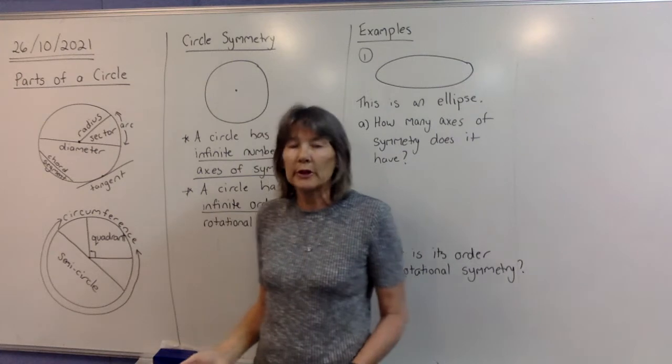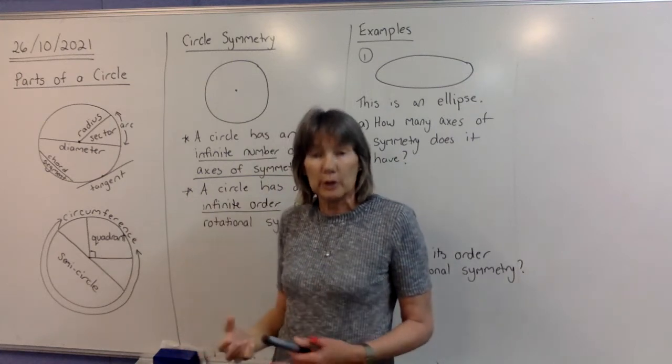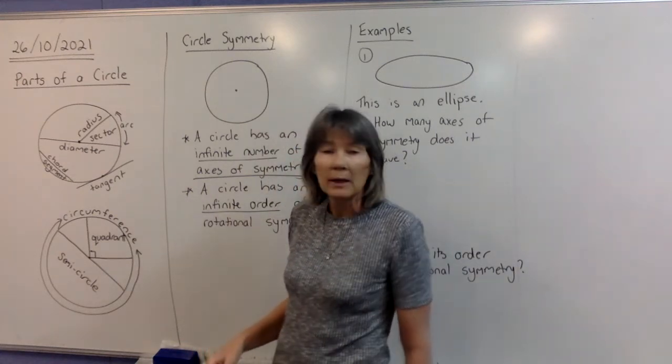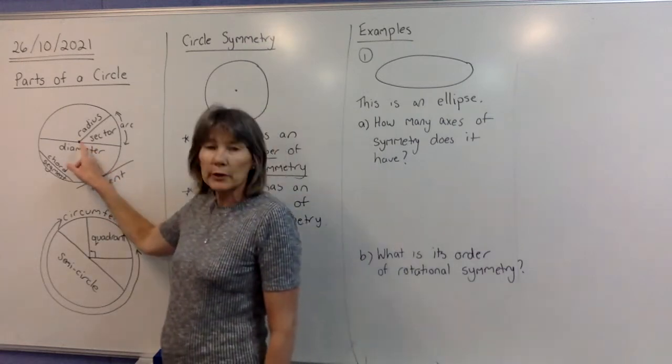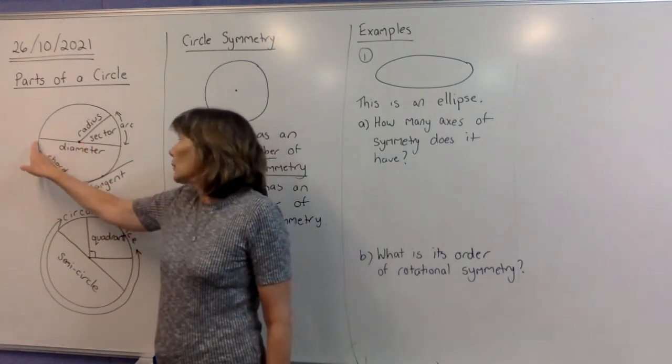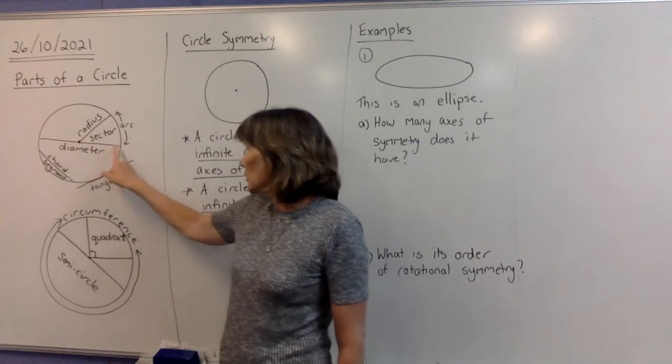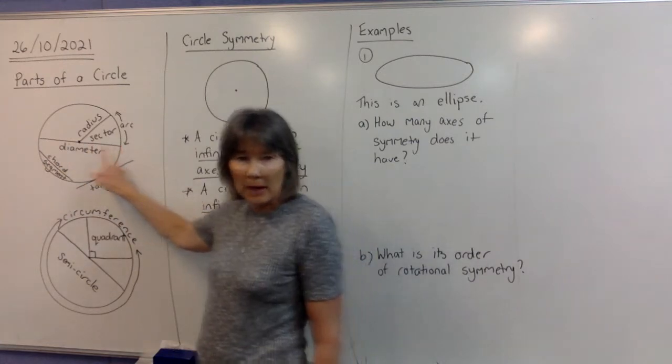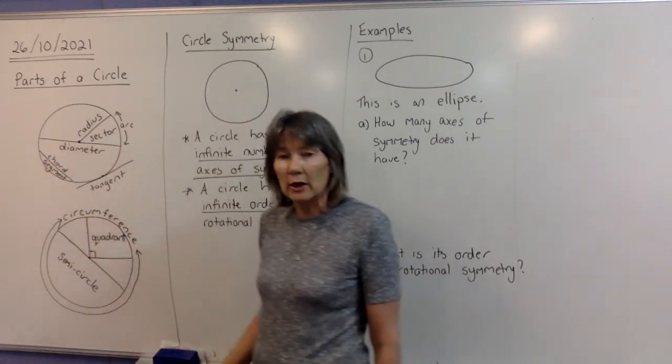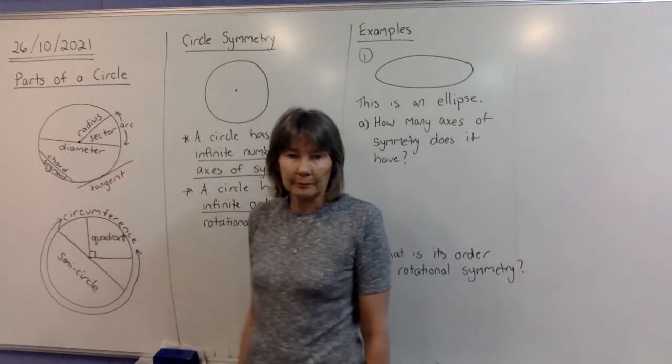Now you probably already know that, but we've got to make sure that you understand all these terms. The line that goes through the centre and goes from one point on the circumference to another point on the circumference and through the centre, a straight line, is called the diameter.